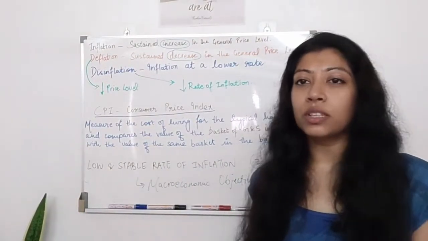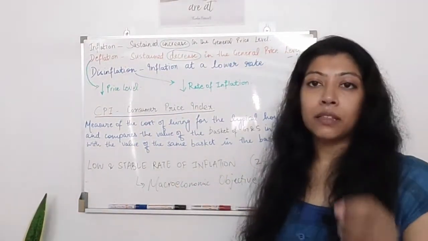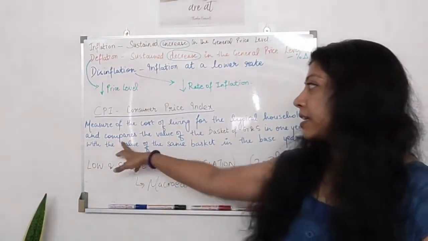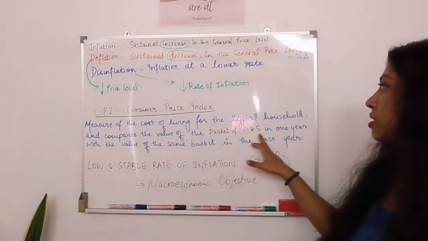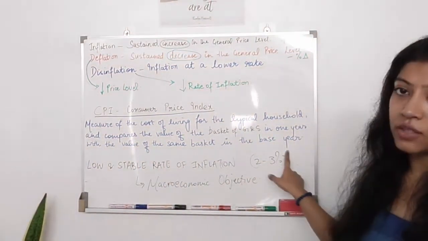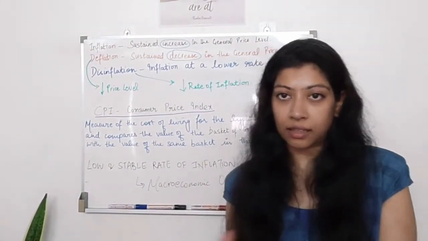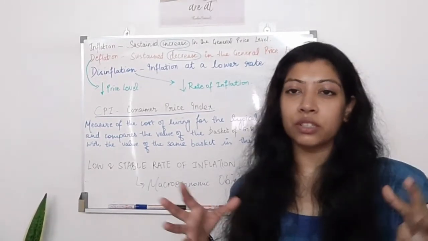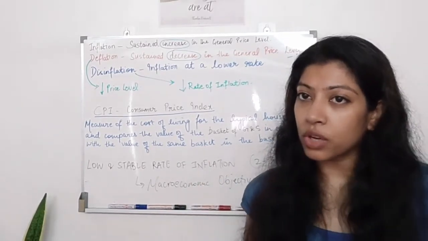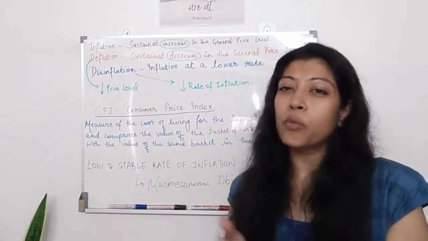Okay, for measuring inflation, or for that matter deflation, something called the consumer price index has to be calculated. So it's important to know the definition of this. It is basically a measure of the cost of living for the typical household and compares the value of the basket of goods and services in one year with the value of the same basket in the base year. So what this means is that a typical household is taken, and in that typical household there are certain types of goods and services that are used, right? And those goods and services are given certain weights based on how much of it is used.